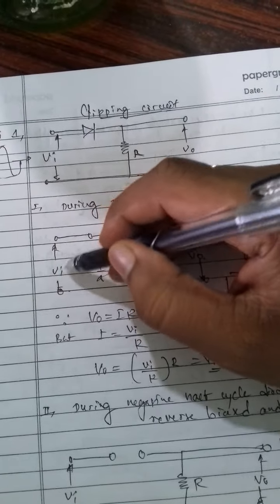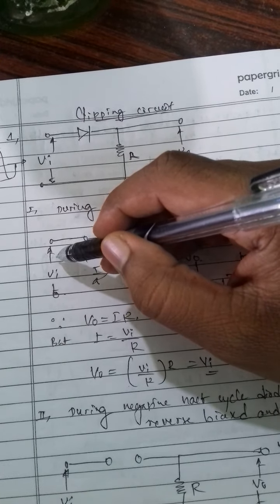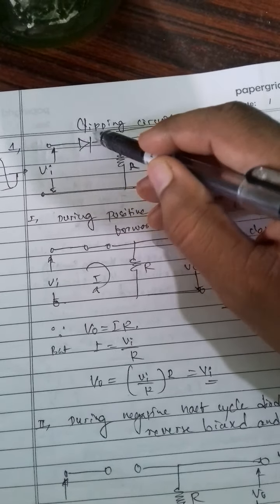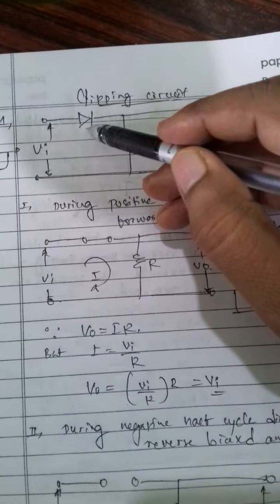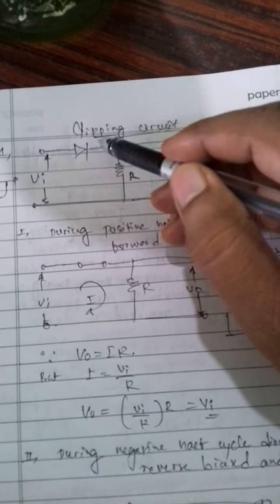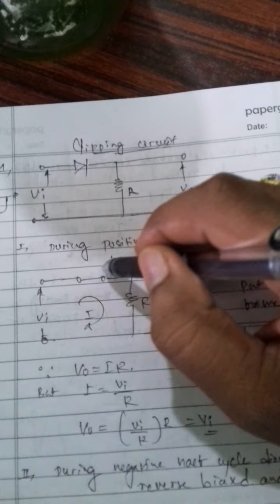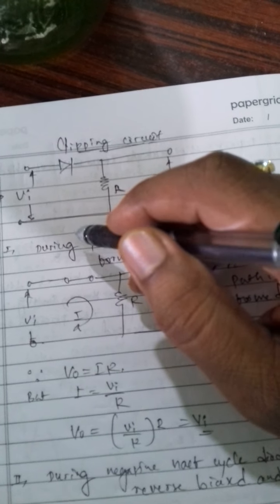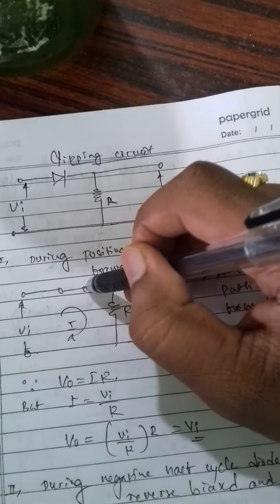Here, during the positive half cycle of the input signal, since the anode of the diode is positive with respect to the cathode, the diode is forward biased, and according to the approximations of the diode, when the diode is forward biased, it is replaced by a short circuit.